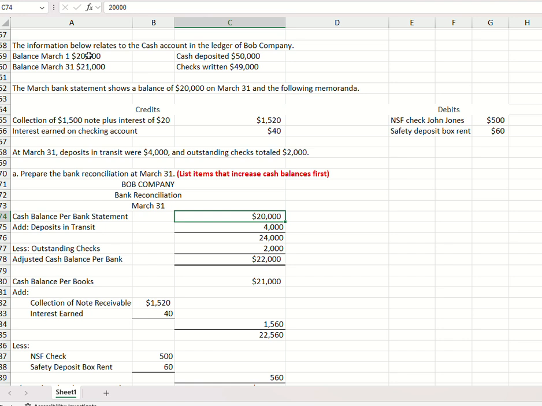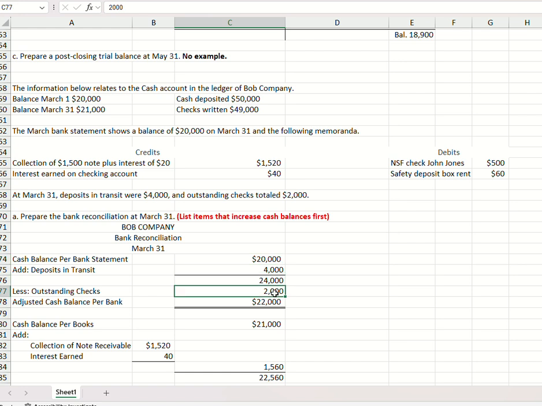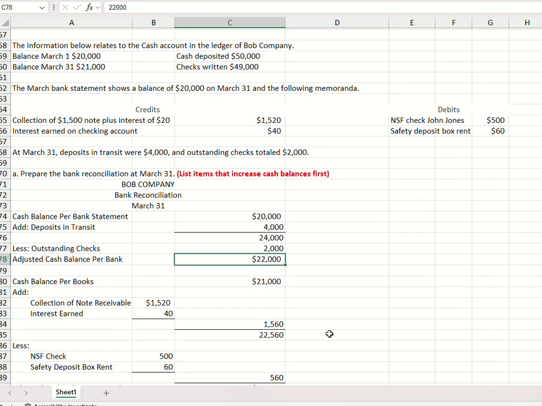It tells you March 1st, it was $20,000. You have deposits in transit of $4,000. You need to add that because the bank doesn't know that you have those on the way. They don't know that you've written checks of 2,000, so you're going to have to take the outstanding checks away from your balance to get you an adjusted cash balance of $22,000.